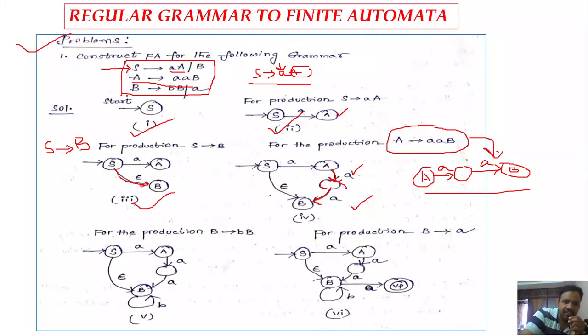And next we have the production B denotes small b capital B. So there must be a transition from state B. Consider the state B. We have a transition on small b, and it must go to B itself. So it is nothing but a self transition. Capital B on small b, self transition. So add that one. Capital B on small b, self transition, right?